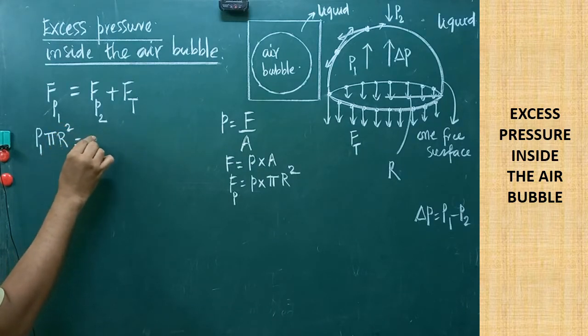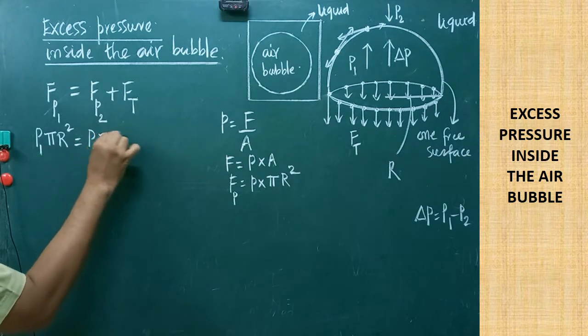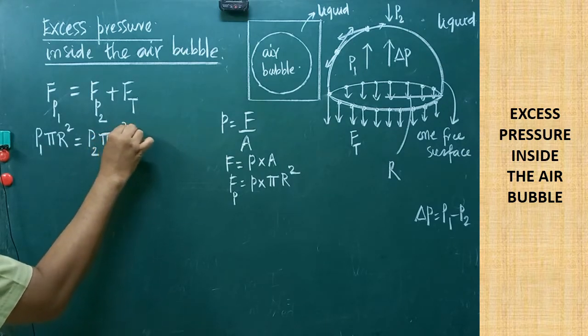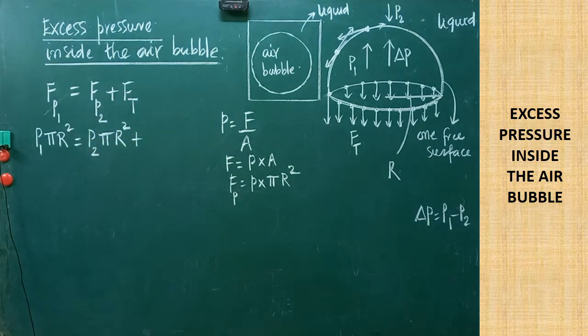can be written. This is the force due to pressure P2. Therefore, P2 pi into r square can be written. Force due to surface tension: for that, we have to get the expression. In the beginning of the lesson itself, we have learnt that surface tension is equal to force per unit length. This is a fundamental formula. Surface tension T is equal to force per unit length. Therefore, force due to surface tension can be written as T into L.